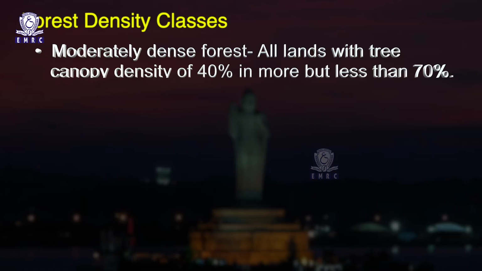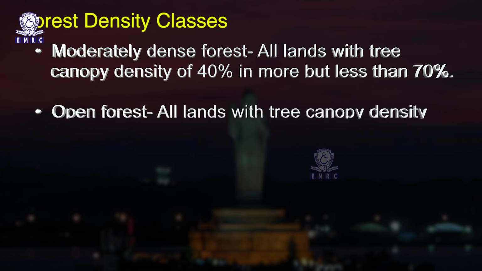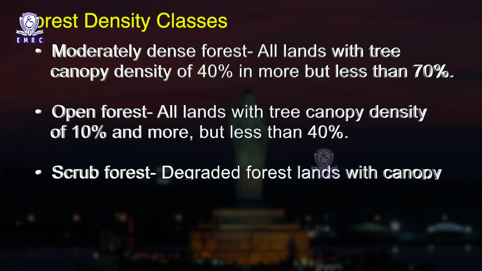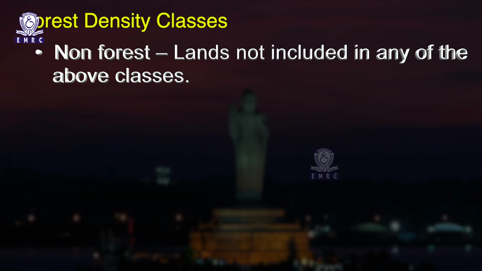Forest density classes. Based on forest canopy density, forests are classified into: very dense forest, all lands with tree canopy density of 70% and above; moderately dense forest, all lands with tree canopy density of 40% or more but less than 70%; open forest, all lands with tree canopy density of 10% or more but less than 40%; scrub forest, degraded forest lands with canopy density less than 10%; non-forest, lands not included in any of the above classes.